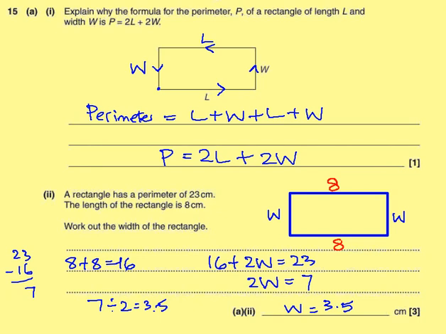Now when I'm going to check that in the exam, I'm going to write my 3.5 here, and my 3.5 here. I'm going to do double 3.5 is 7, plus 8 is 15, plus 8 is 23, which is the perimeter of the shape. So yes, I'm correct that the width of the rectangle is 3.5 centimetres. No need to write my units because the centimetre is given there on the answer line.